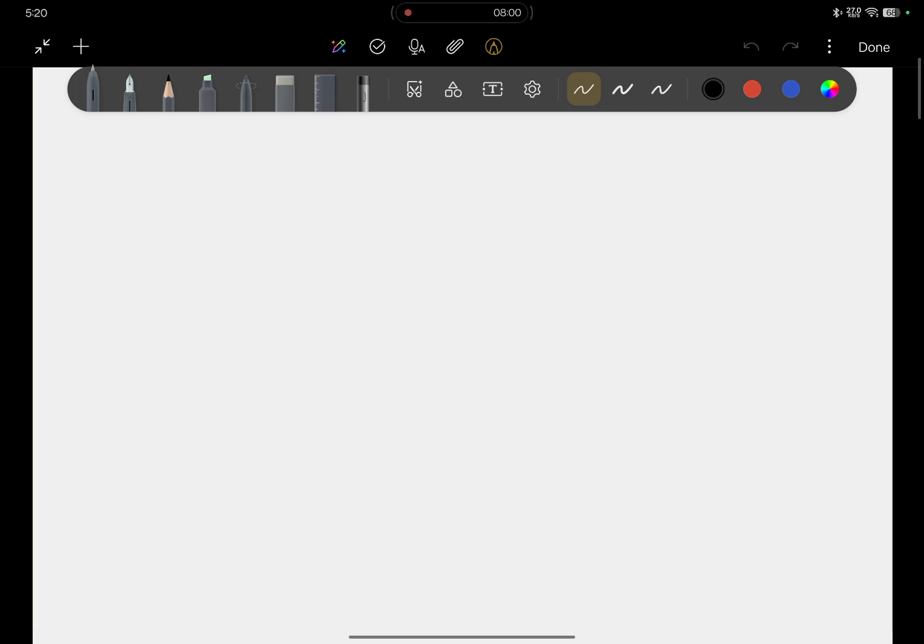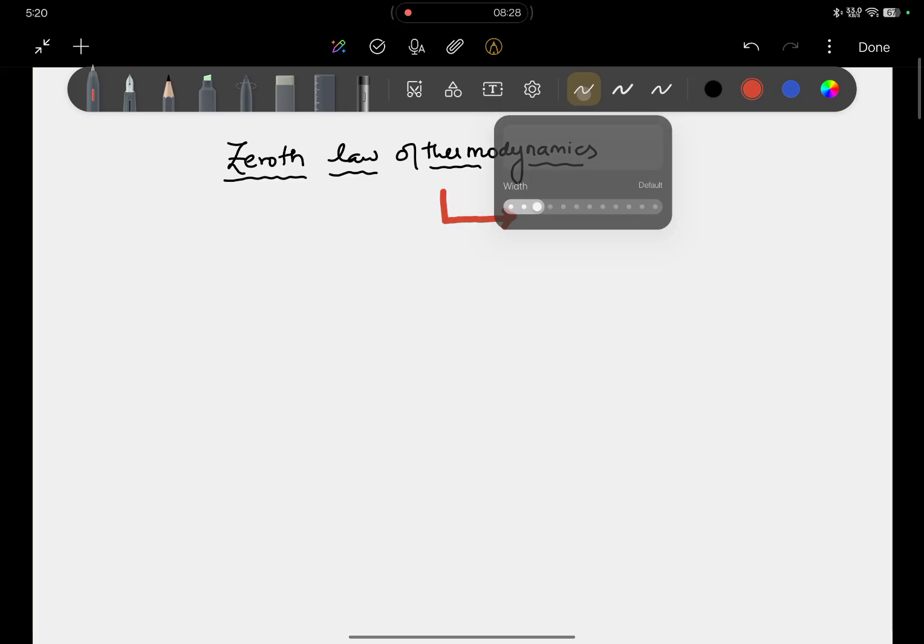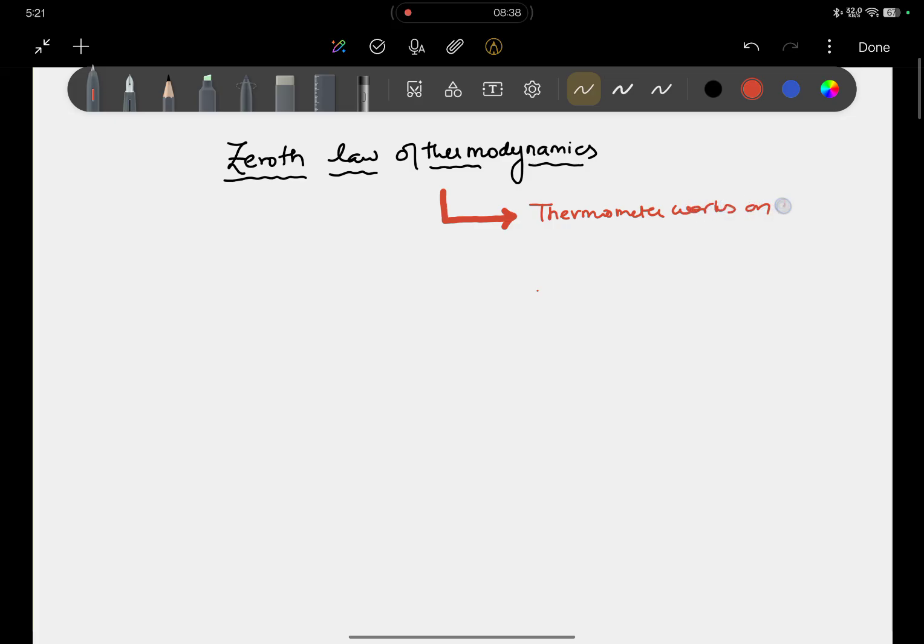Write down zeroth law of thermodynamics. So remember, this is the law on which the thermometer works. How do you explain this? Thermometer works on the zeroth law of thermodynamics.